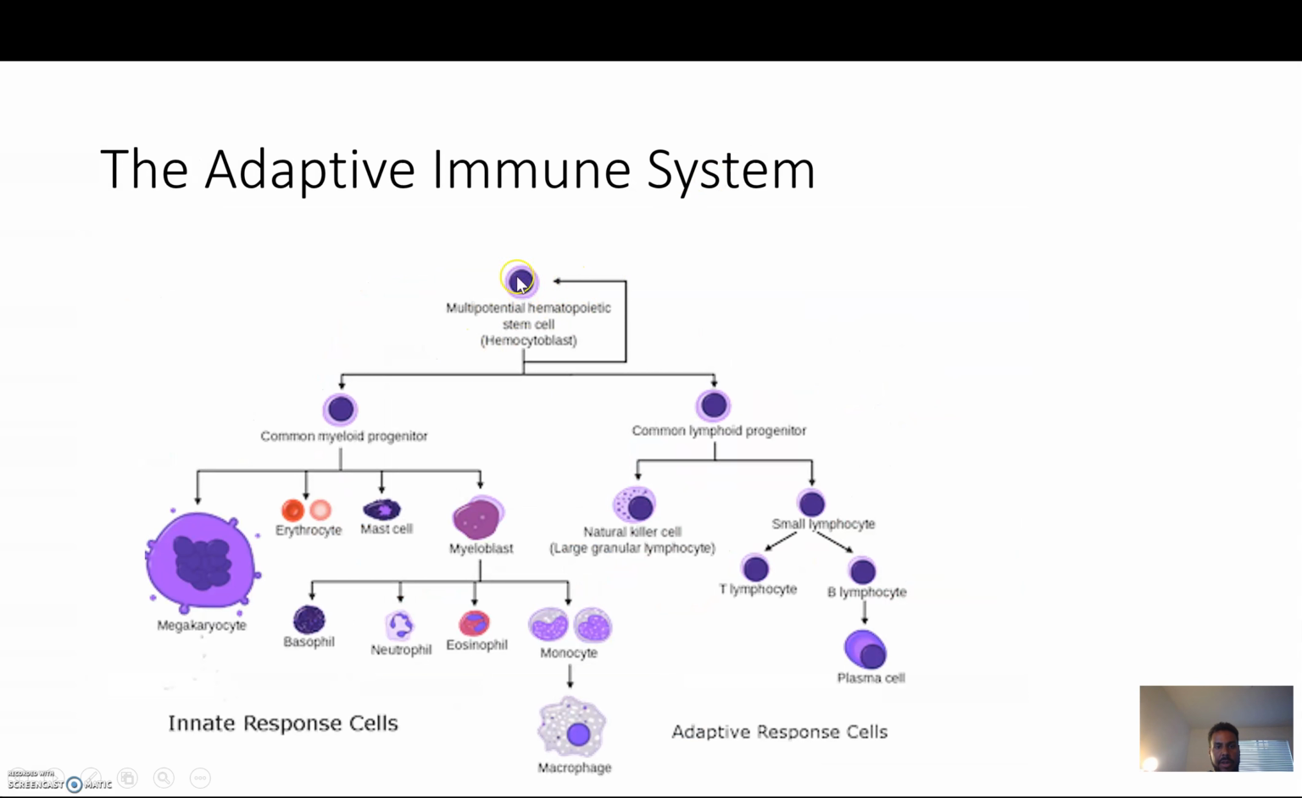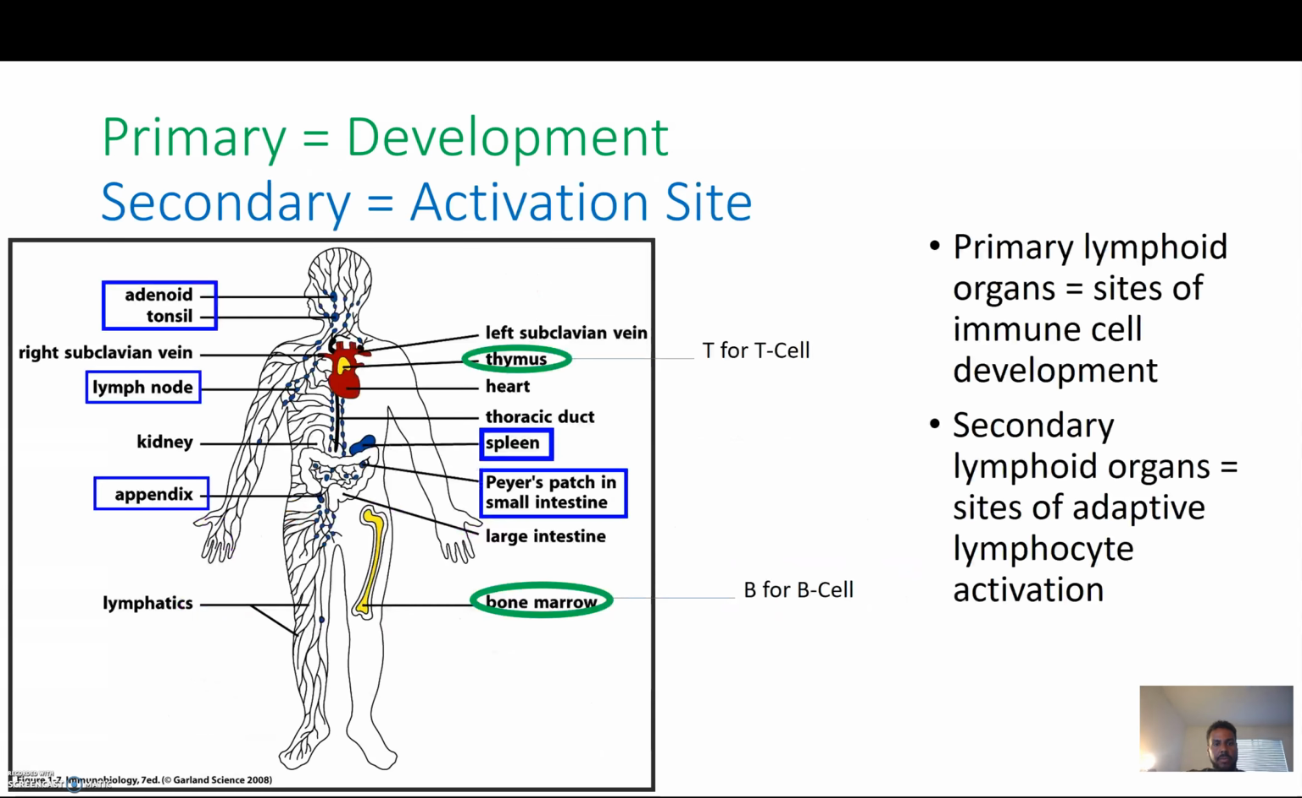Alrighty, so we see here we have our multipotential hematopoietic stem cell. Then it differentiates into all the different blood cells, and we are looking at the T lymphocytes and the B lymphocytes, and we'll talk a little bit about the plasma cell. Now to look at primary and secondary lymphoid organs.